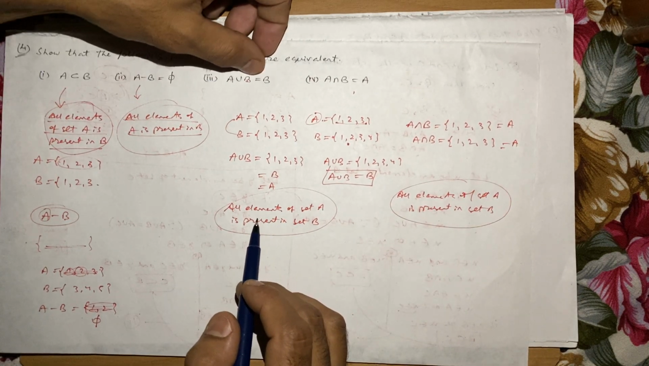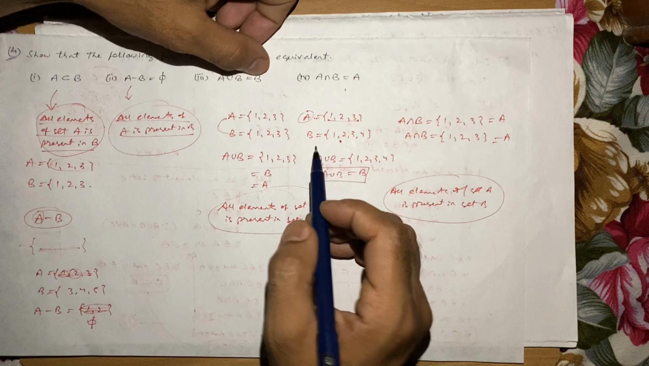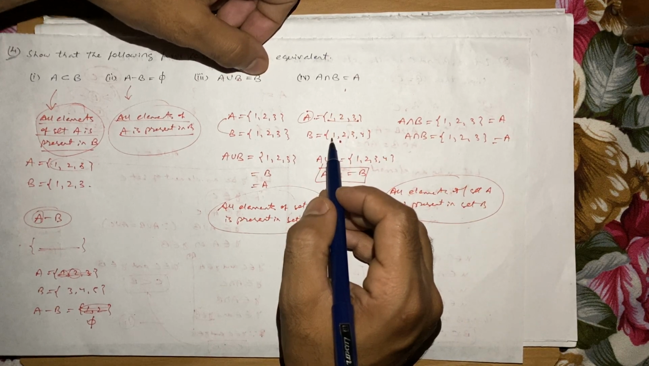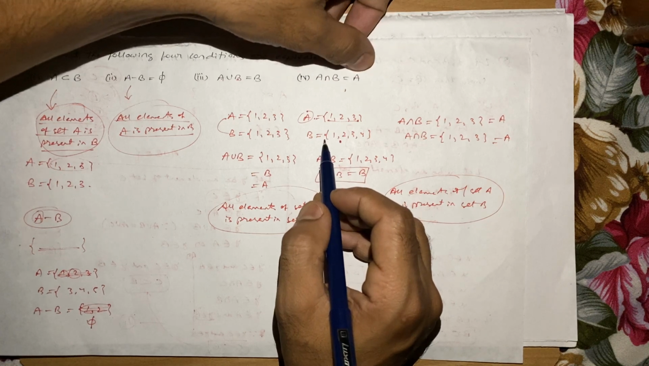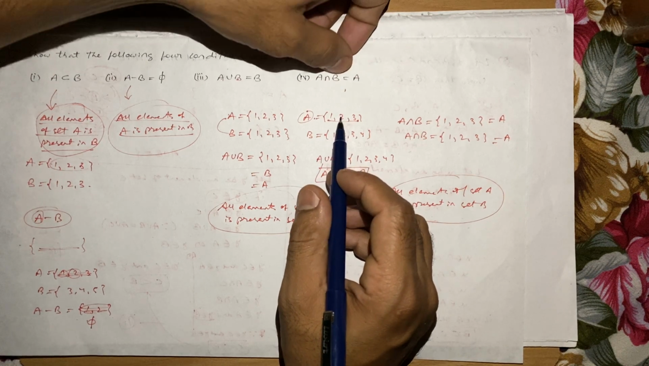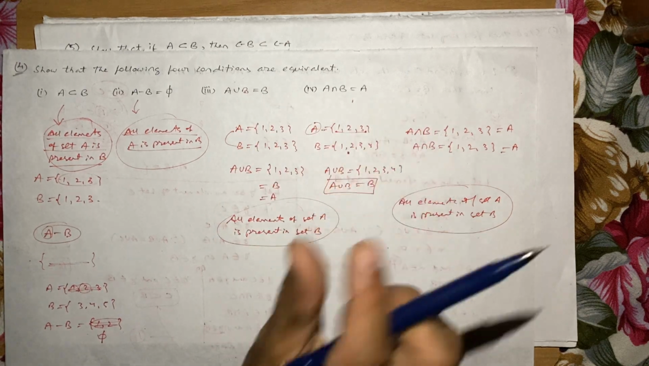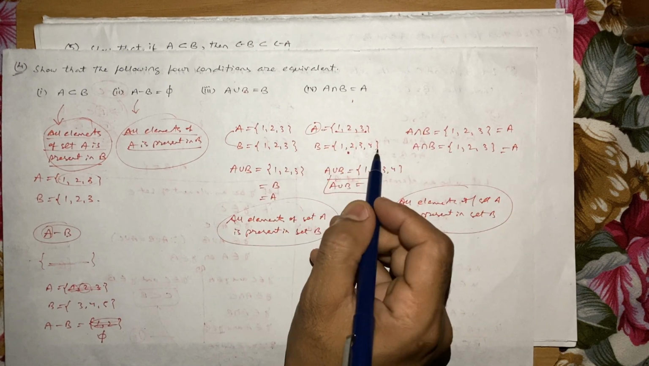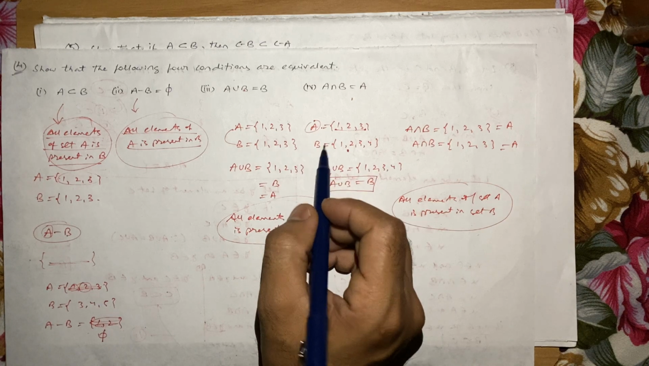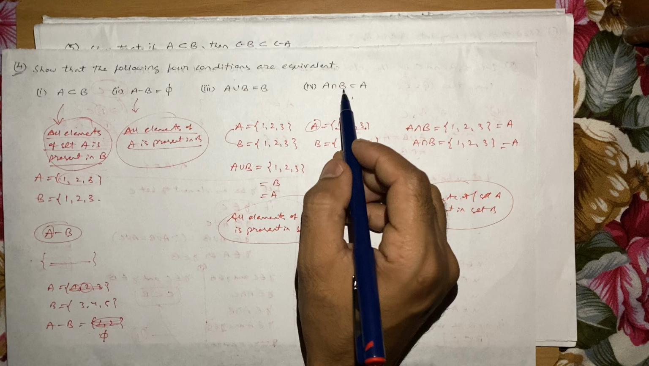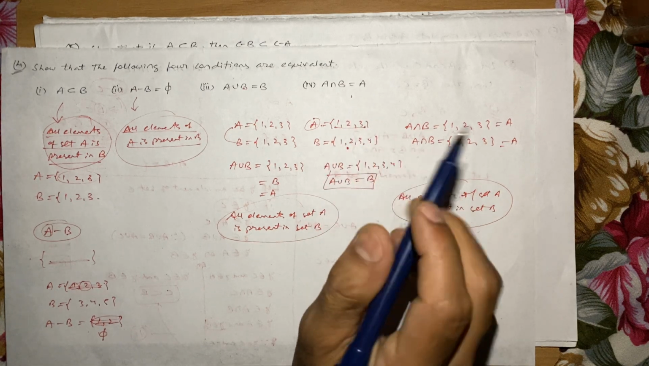Here A union B is equal to B, so I don't care if B has something extra, but all elements of A are present in B. Here also all elements of A are present in B. That's why the intersection of both the sets is giving us A. So don't get confused in this. Just keep in mind the basic idea: whatever B is, all elements of A are present in B. That's why A union B is equal to B, and A intersection B is equal to A.